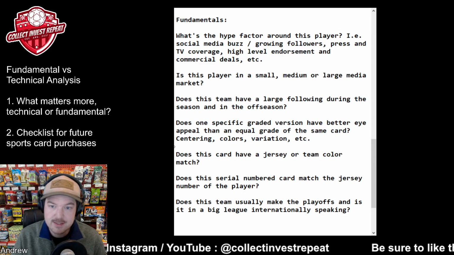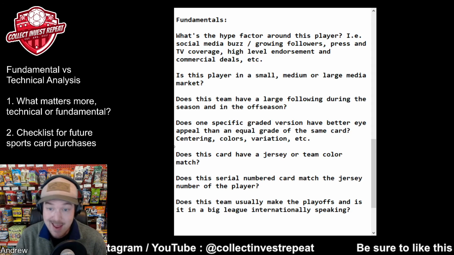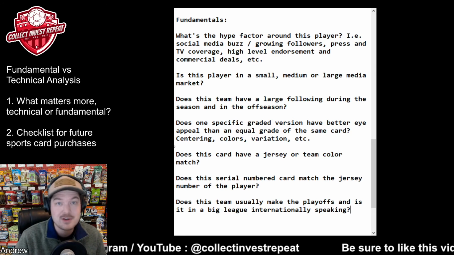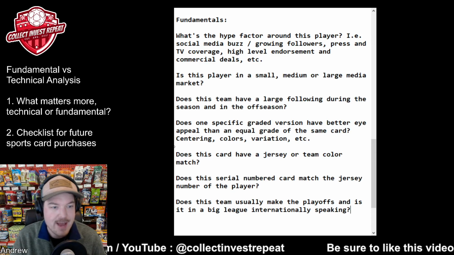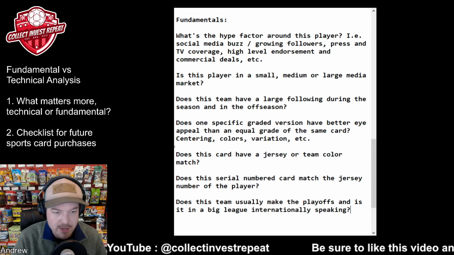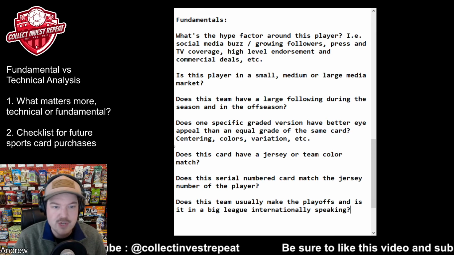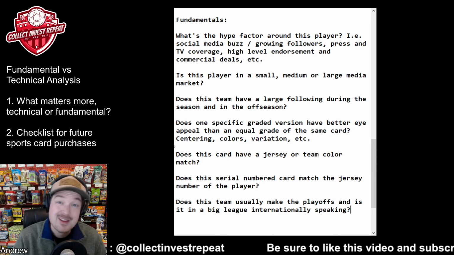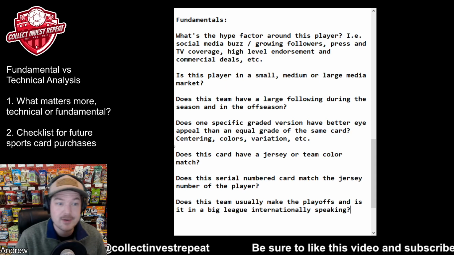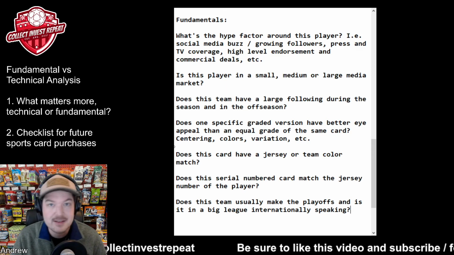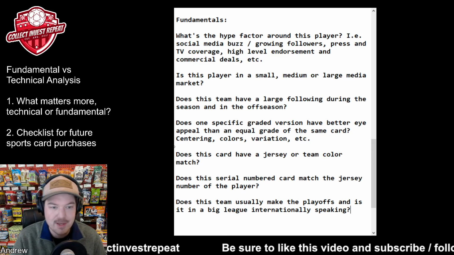Next up would be, does this team usually make the playoffs? And is it in a big league in terms of coverage, both stateside and internationally? So does the team usually make the playoffs? Yeah, the Lakers in general have a long history of being in the playoffs and winning tons of championships. So that definitely helps. Again, not the best start to the season this year, but around the halfway point or a little further, they could definitely make a run and easily be back in the playoff picture.